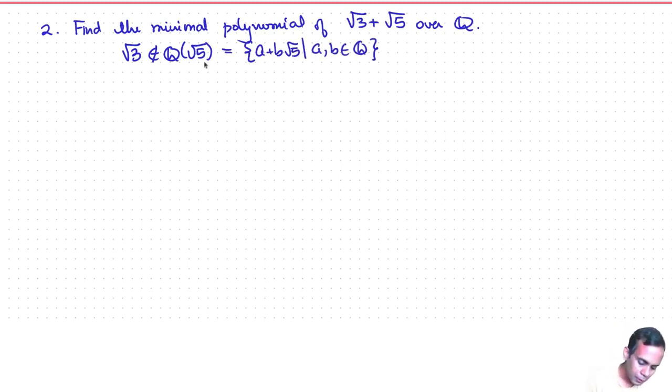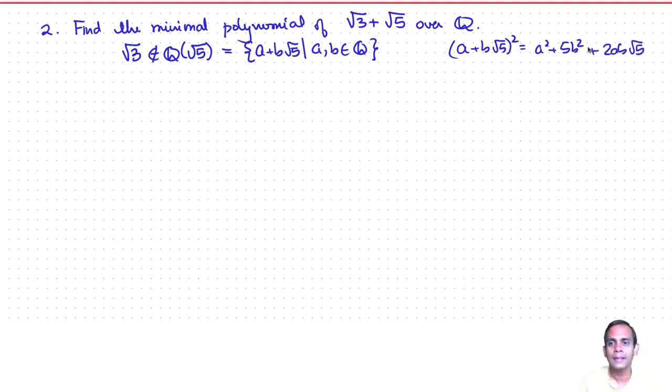And it's not difficult to show. So if you have a number like this, its square, a plus b root 5 squared, is going to be a squared plus 5b squared plus 2ab root 5. And if you want this square to be 3, then you would need either a to be 0 or b to be 0. In fact, for this square to be a rational number, you would need either a to be 0 or b to be 0. Otherwise, this 2ab root 5 term will come to haunt you.